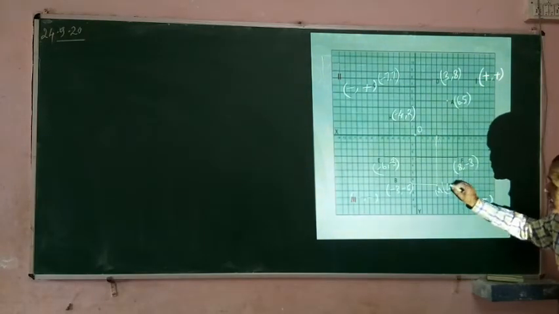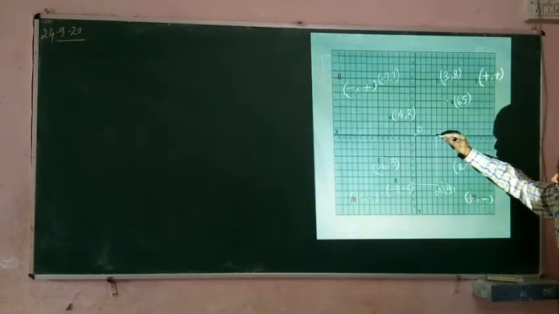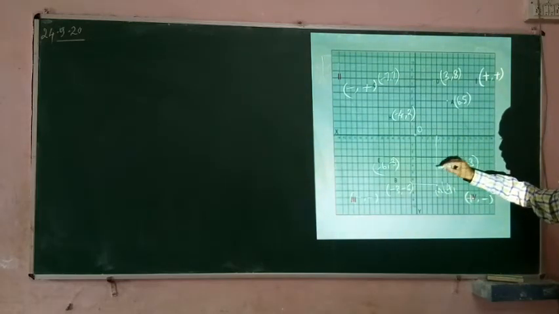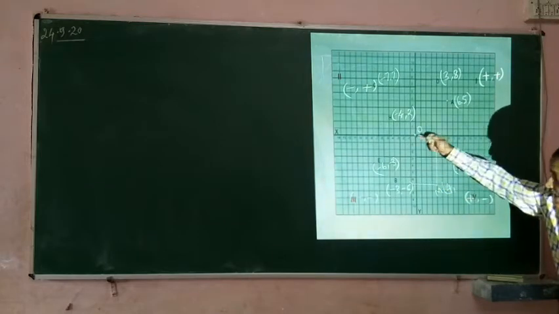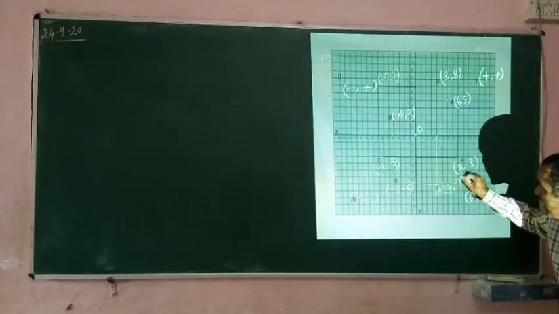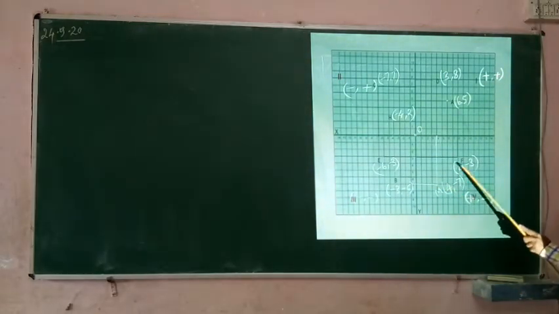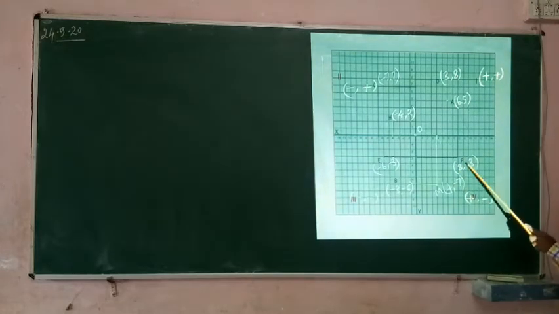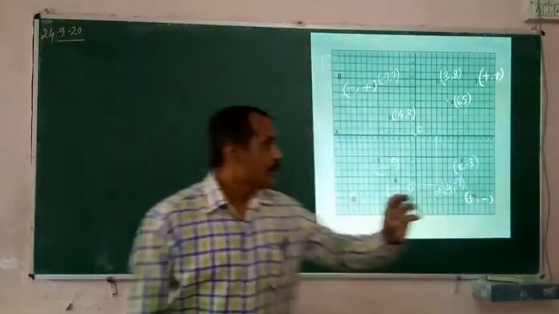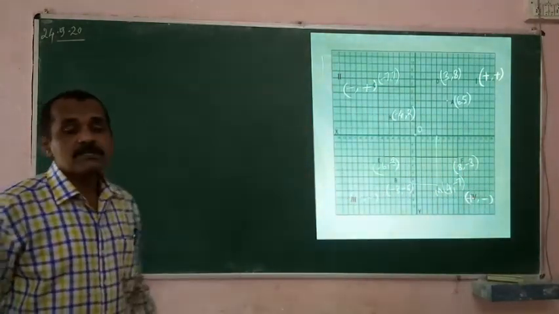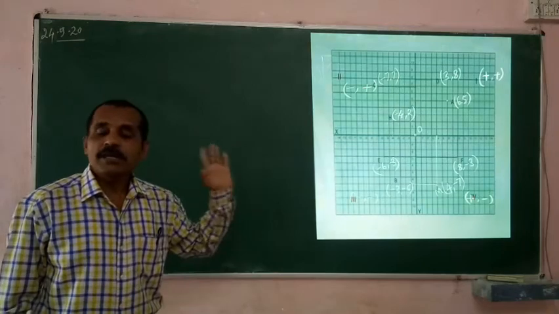Point M. 1, 2, 3, 4. Positive 4. Coming towards down, 1, 2, 3, 4, 5, 6, 7. Negative 7. So it is 4, comma, minus 7. See, x value is positive, y value is negative. So it is called as plus minus. This is how you can locate the points on the Cartesian plane.